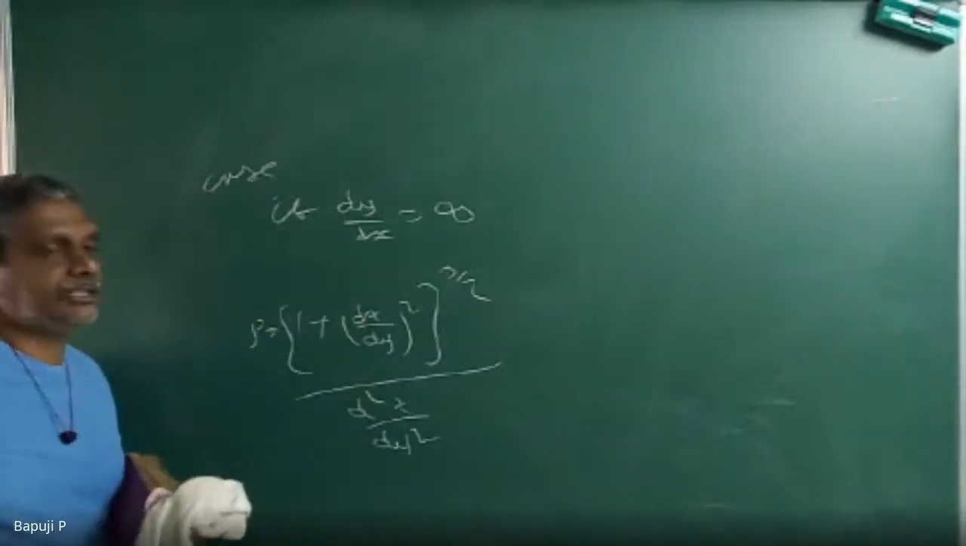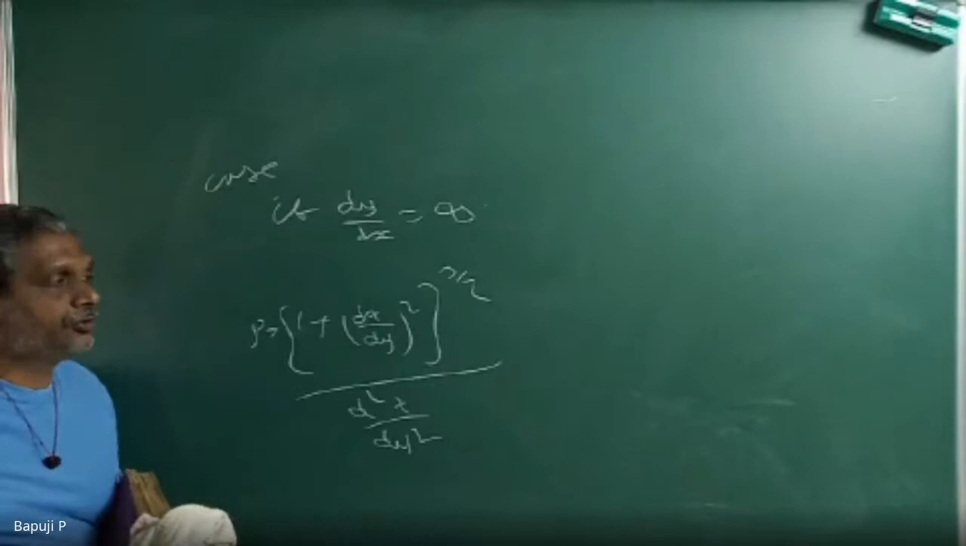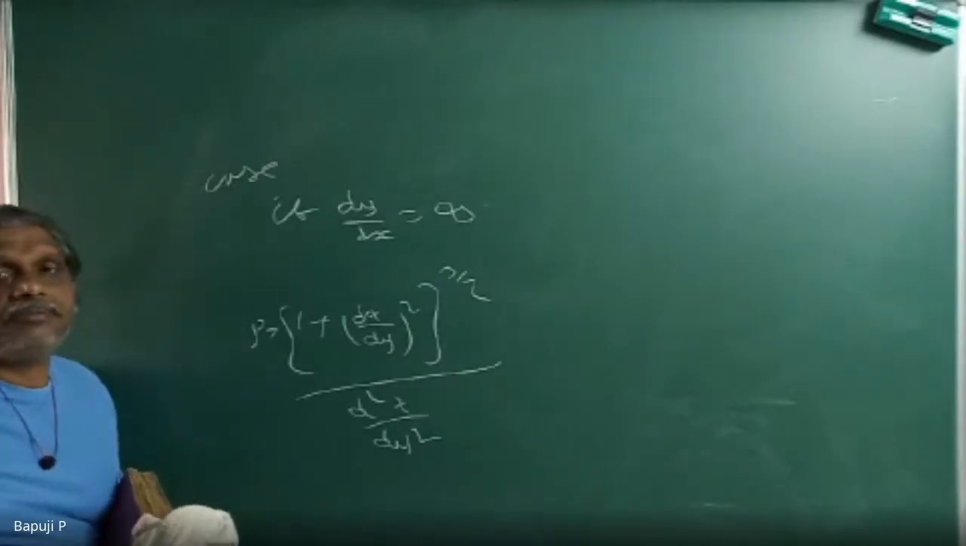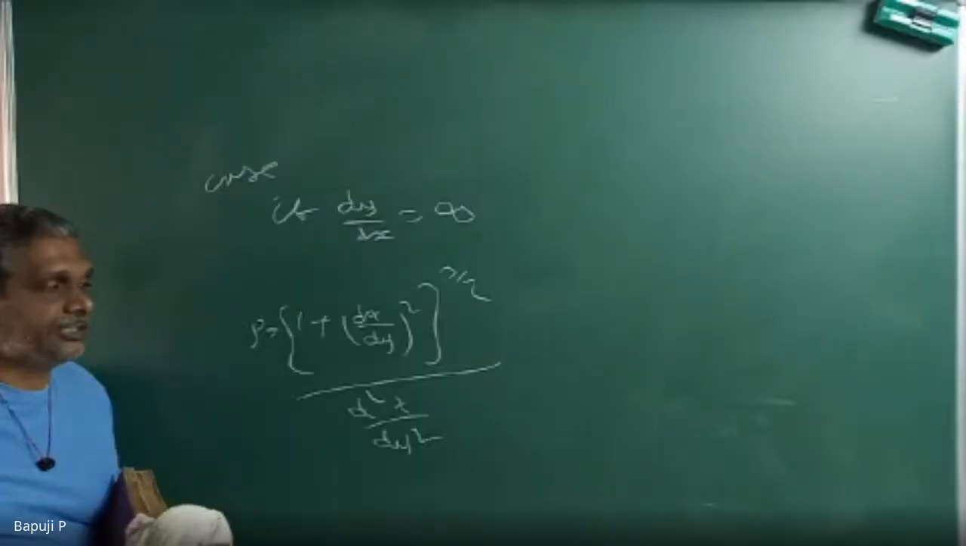That's why I am taking this formula. Second order I have to find, we cannot escape. So dy by dx put to infinity means dx by dy becomes what? 0. So that's very important. Note down.